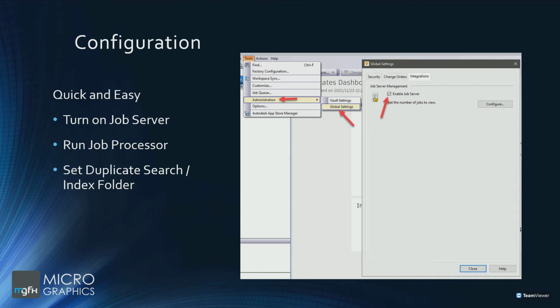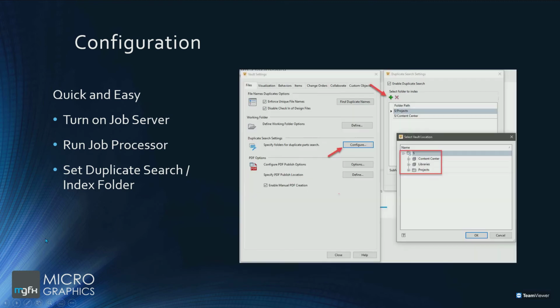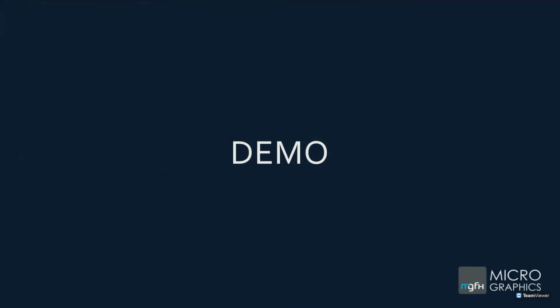And we can see that here on the second image on this slide. There you will see under the Vault settings, you configure your duplicate search settings and you add in your folders. You can see here on the right-hand side, I have the projects folder, which is all of the work inside of Vault, as well as the content center folder added in for indexing.